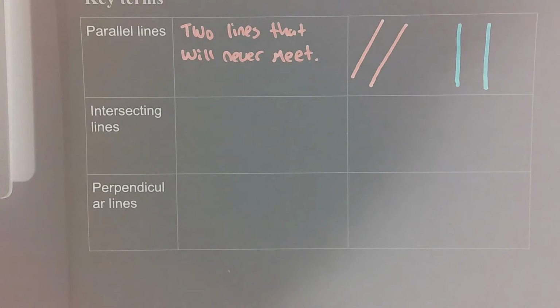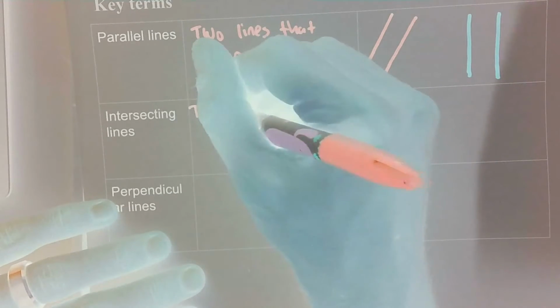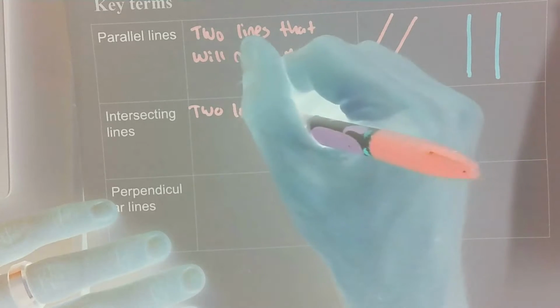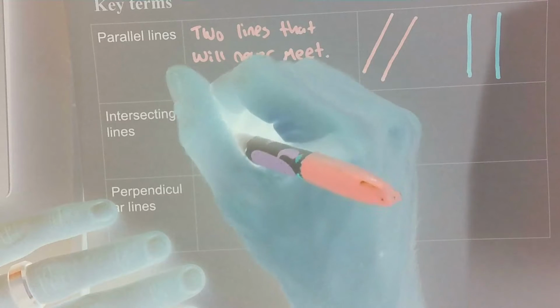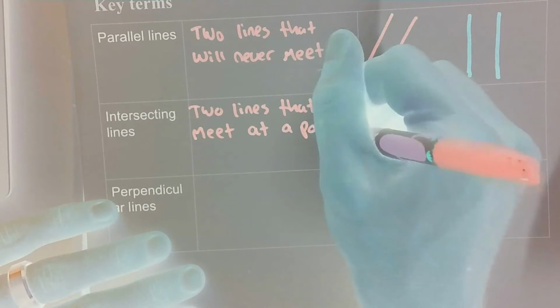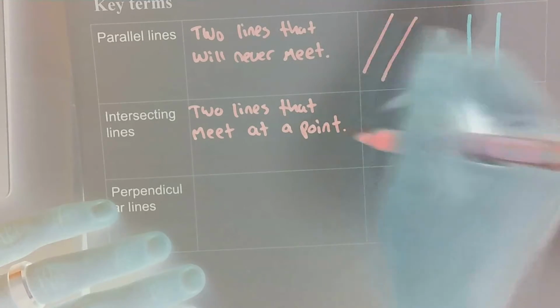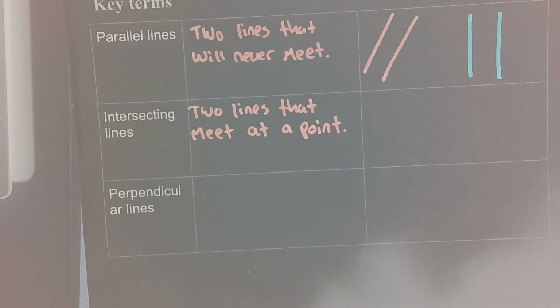Next, we have intersecting lines. Intersecting lines do meet. Two lines that meet at a point. And you kind of think of this like an intersection. When two roads meet each other, we call that an intersection.